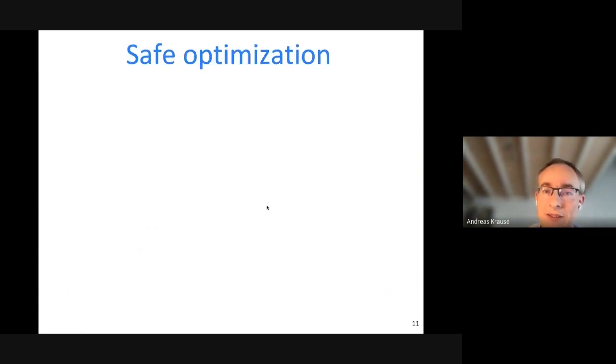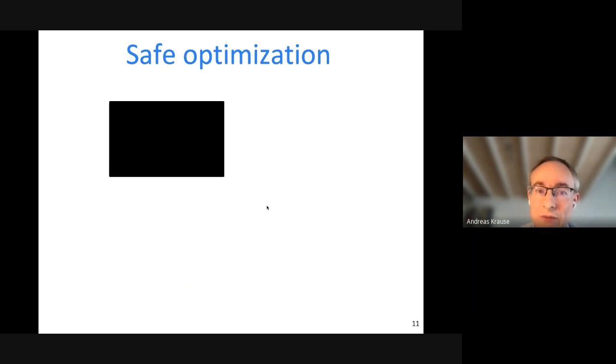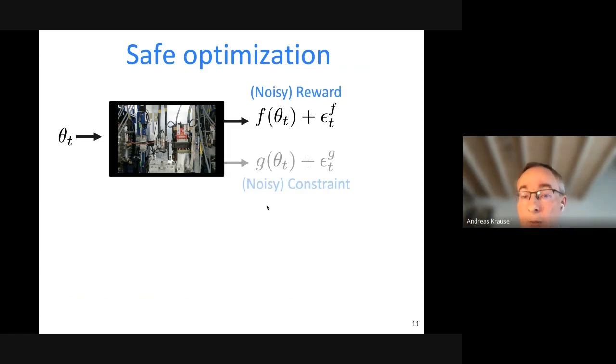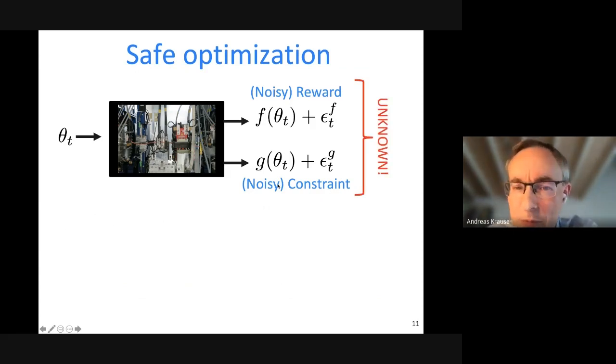Okay, and so that means that we effectively no longer have an unconstrained optimization problem where we want to optimize some noisy reward, but we also have a function that essentially serves as a constraint, which is basically the reading of these beam loss monitors. And of course, now we would like to maximize the function subject to not exceeding critical thresholds. Now, the key issue is that both the objective and the constraint in this and many other related applications are actually unknown ahead of time.